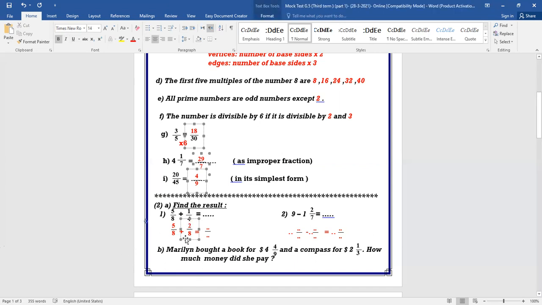Add now. The denominator is the same, 8. And then 5 plus 2 equals 7. 7 out of 8. Thank you, Harry. Right. The next one.